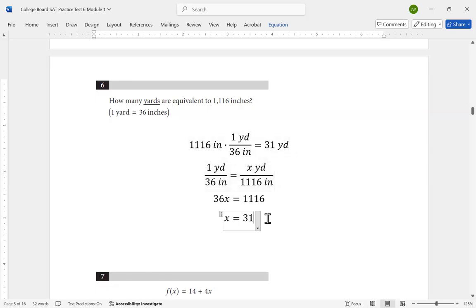So either way, we get 31 yards. You can either set up two ratios that are equal, so we have a proportion problem, or you can do multiplication to convert. In either case, the answer to question 6 is 31.